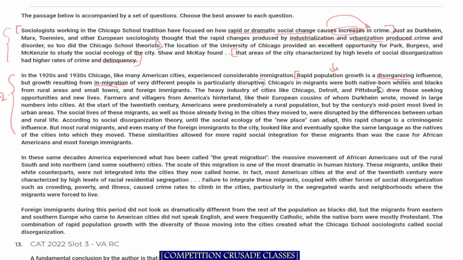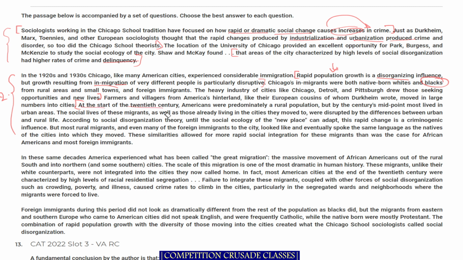Chicago immigrants were both native-born whites and blacks. All right, so now we are talking about blacks from rural areas and small towns, and foreign immigrants. The heavy industries of Chicago, like Chicago, Detroit, Pittsburgh, drew those seeking opportunities and new lives. Farmers and villagers from America's hinterland, like their European cousins of whom Durkheim wrote, moved in large numbers into cities. So these people were coming into the heavy industry of cities like Chicago and Detroit, and they were coming here for maybe opportunities and new lives. Okay, so that is the argument, a simple argument, not too difficult to grasp.